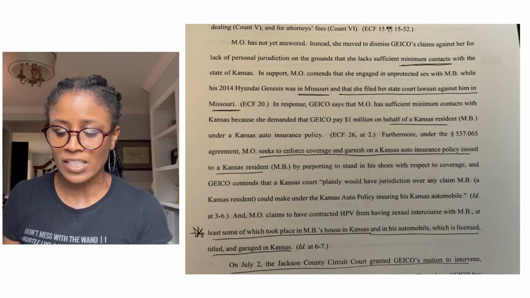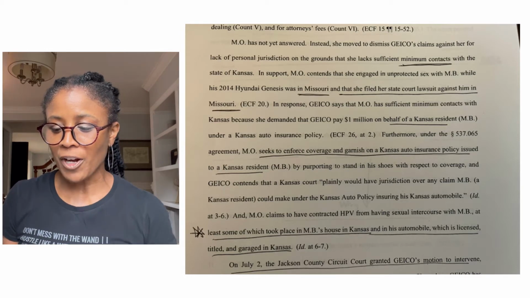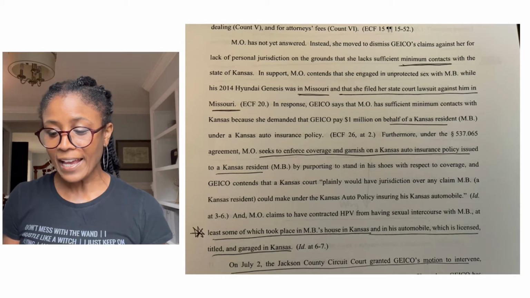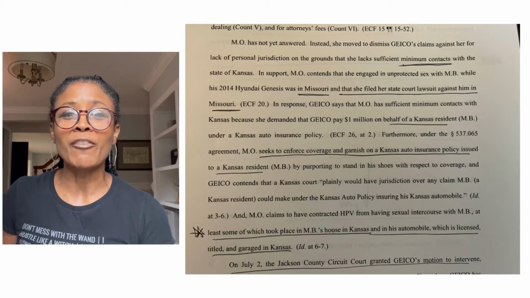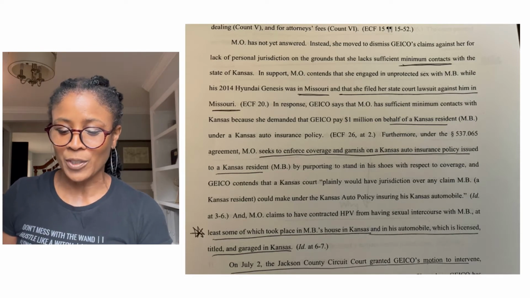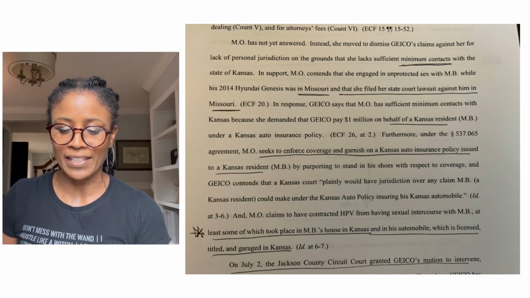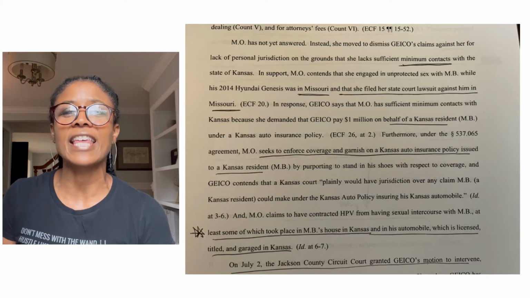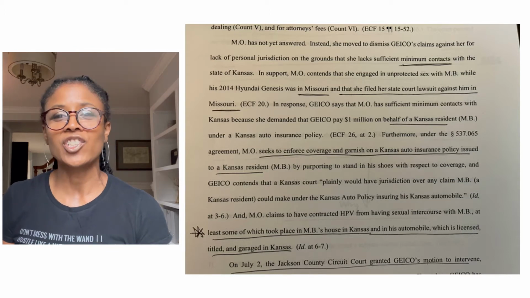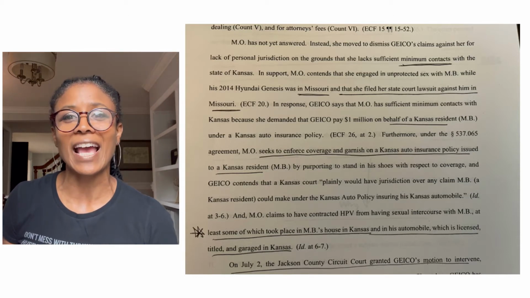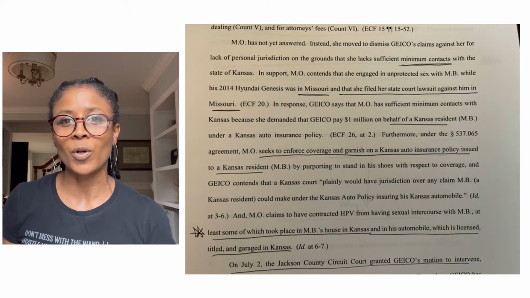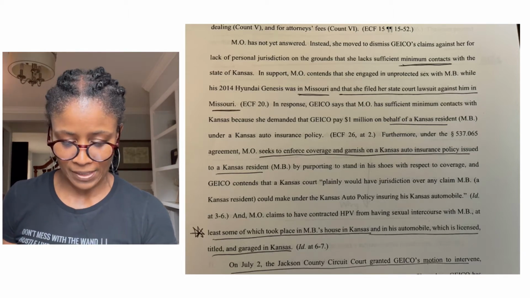You've got some contacts going on. No. Furthermore, it says it's a Kansas auto insurance policy, and you're seeking to enforce the coverage and garnish on a Kansas auto insurance policy issued to a Kansas resident. And they say that they are pretty much standing in his shoes, and therefore she cannot dismiss because she does have enough contact with the state of Kansas in order not to have the suit dismissed.